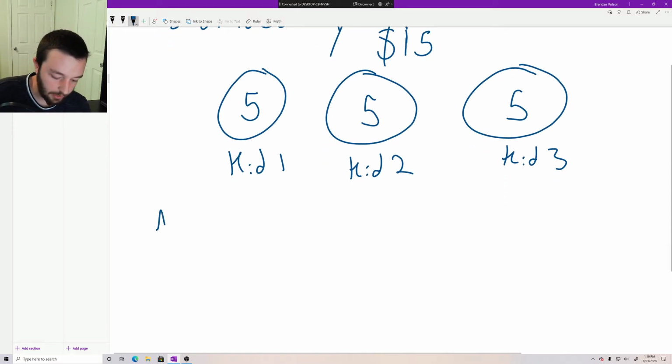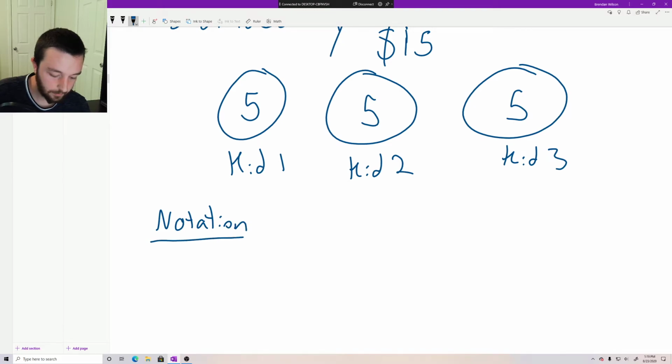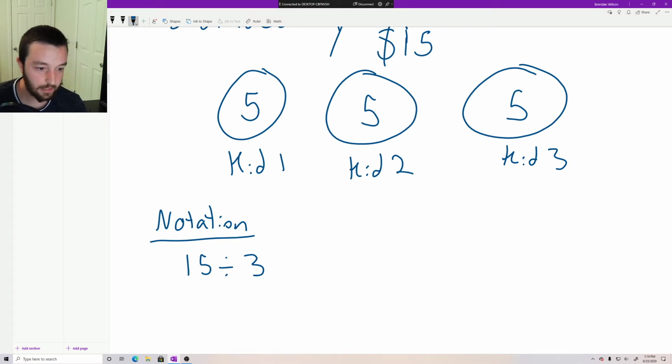So first, some notation. Okay. 15 divided by 3. This is probably one of the common ways to write it, right? A minus sign with dots on the top and bottom.